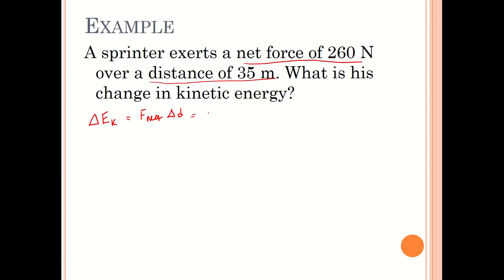So for now, all we have to do is just plug in the values. So it's going to be 260 newtons times the 35 meters. All right, so we have 2 sig figs here, 2 sig figs there. So the answer should have 2 sig figs because we're multiplying. So we're going to round this to 9100 joules. All right. So let's take a look at one more example.